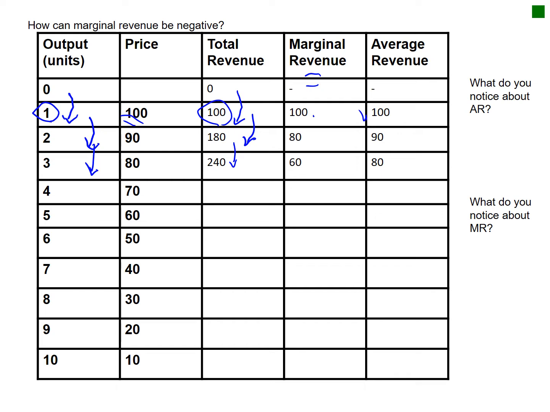If I can ask you to pause and fill out the rest of the table. When you've filled out the table, see what you notice about average revenue, in particular in comparison to marginal revenue as you go down the table. And is there something unusual that you notice about marginal revenue? So if you can pause this and fill out the rest of the table.